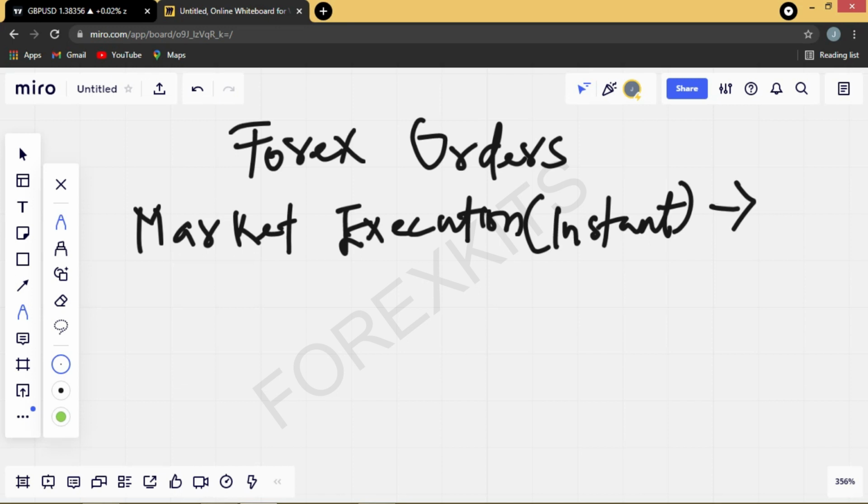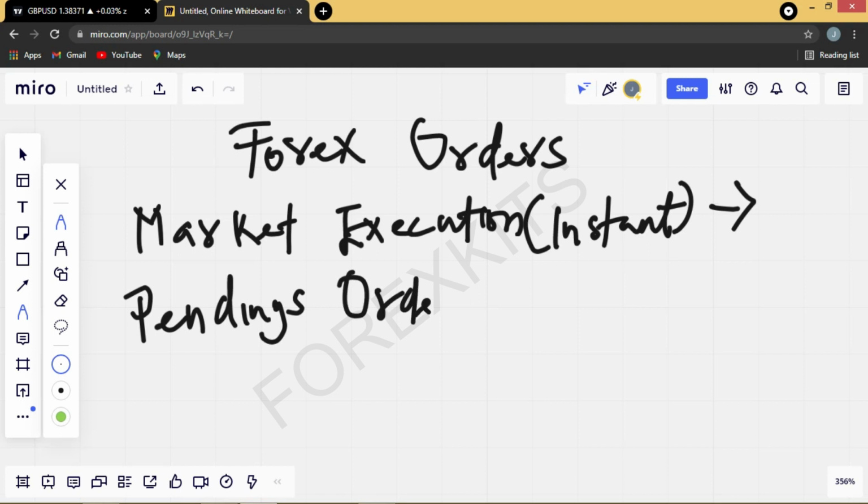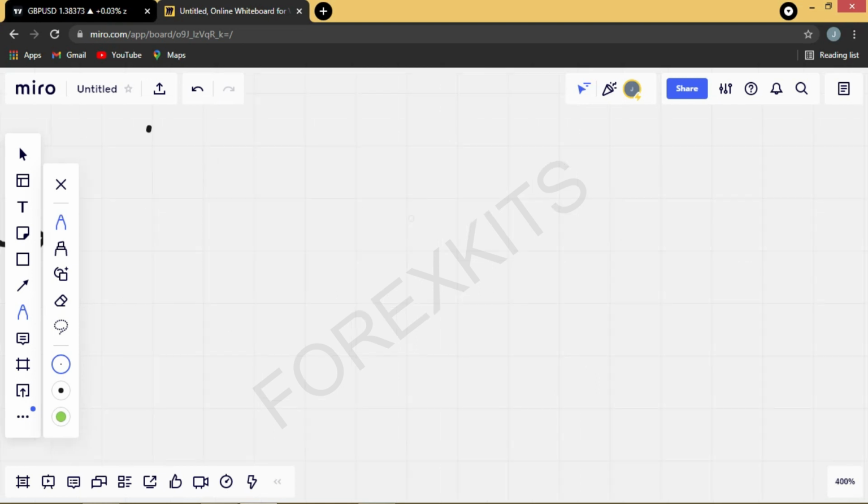Once we leave that, we have pending orders. Under pending orders we have limit orders, and then we have stop orders. This is what we are going to consider deeply for this lesson. Perfect. So for limit orders, let's go straight into it.